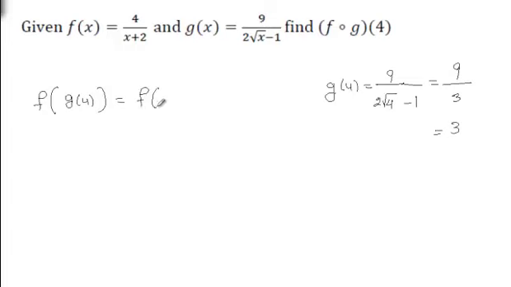We go for g of 4 and we represent it by 3. It's equal to f of 3, which is equal to, let's go for the f and replace x by 3. So you get 4 over 3 plus 2, which is equal to 4 over 5.